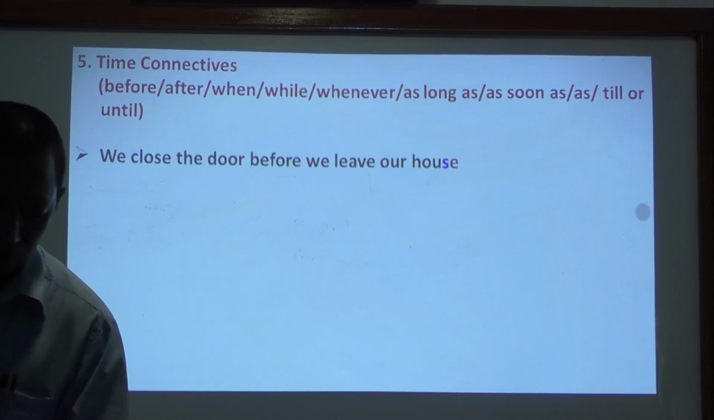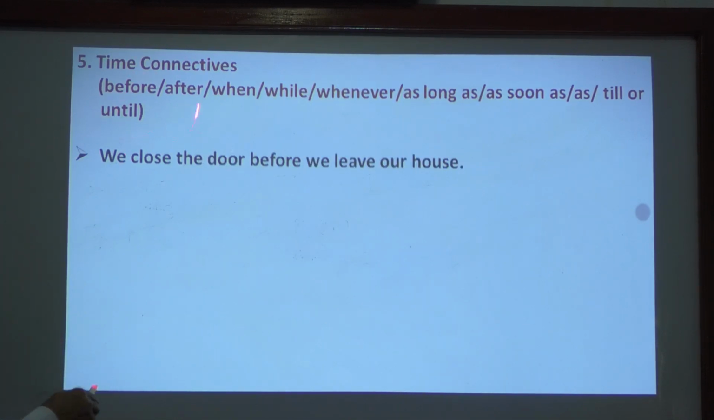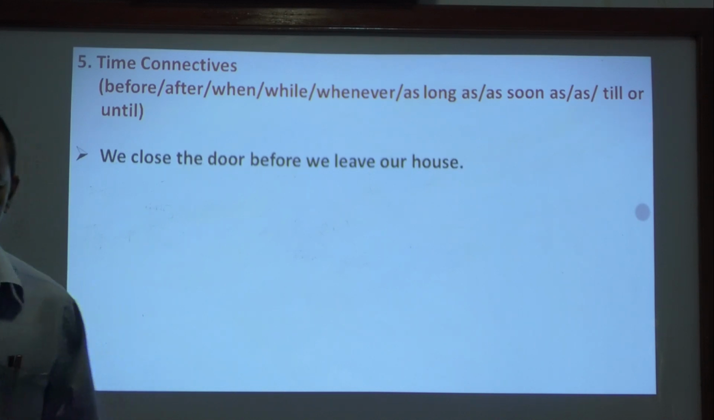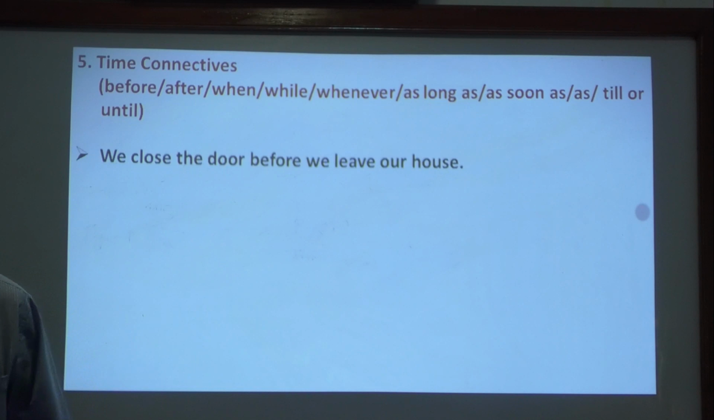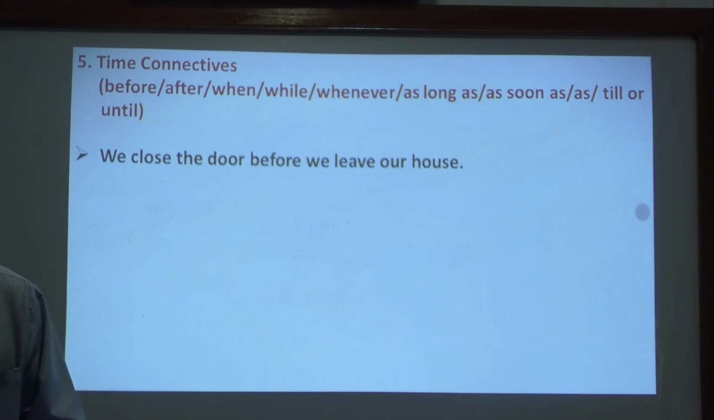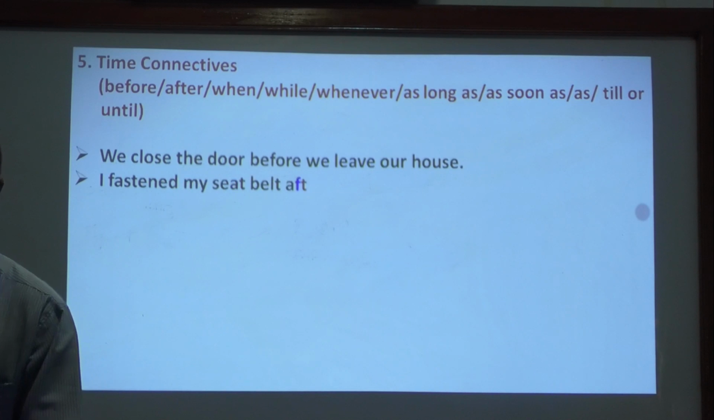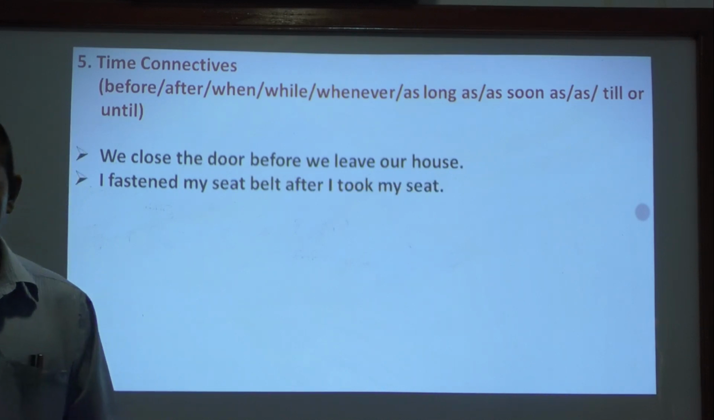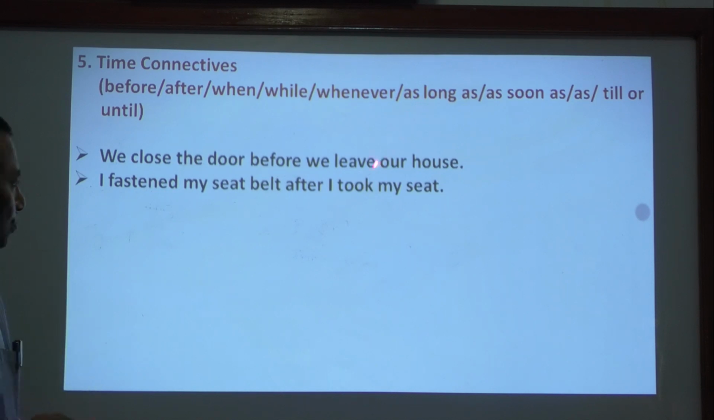Now, the next rule you have to follow is for using time connectives. There are different connectives like before, after, when, while, whenever, as long as, as soon as, till or until. They belong to the category of connectives that show time. For example, we close the door before we leave our house. So one after another. Another: I fastened my seat belt after I took my seat. First we take our seat, then we fasten our seat belt. So we do two activities, one after another.